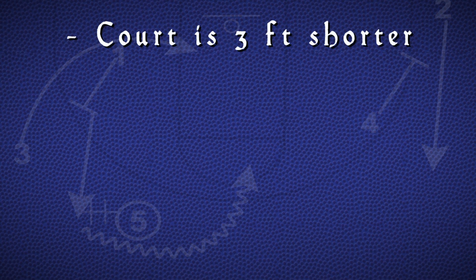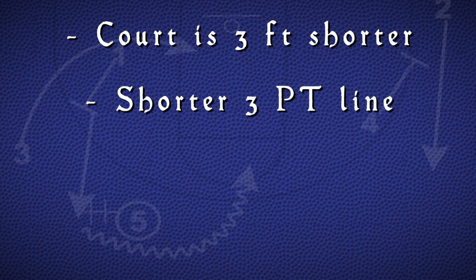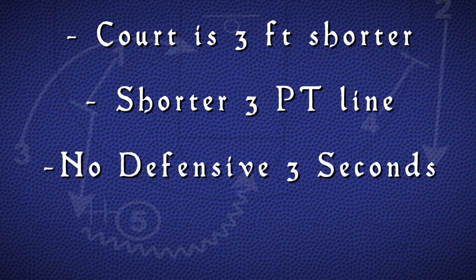So the last category is spacing and defense, which changes how the game is actually played. The court is 3 feet shorter in FIBA compared to the NBA. The 3-point line is also shorter, 22 feet as opposed to 23 and 0.75 in the NBA. And there is no defensive 3 seconds either.